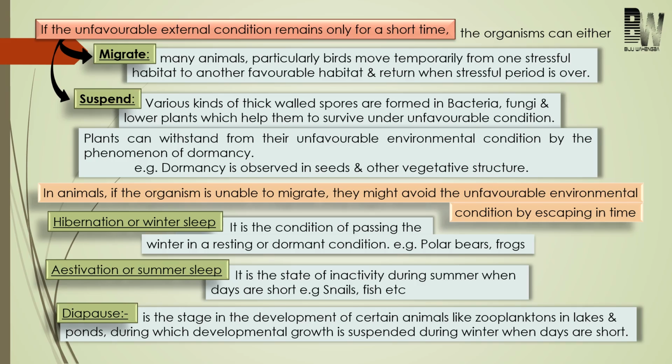So this is about migration. Next, come to suspension. In case of bacteria, fungi, and lower plants, the spores that they produce can suspend their normal activities during this stressful condition. And during this period, the spores are protected by a thick wall. Like this, in higher plants, seeds and some basal propagules can also enter into dormancy. That means the seeds and basal propagules can suspend their normal activities to avoid this stressful condition.